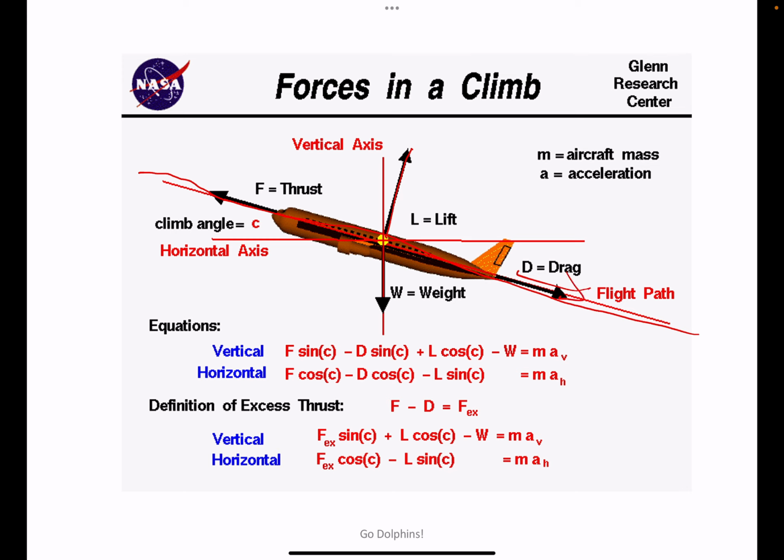Weight, however, always acts straight down towards the center of Earth. Because our flight path is inclined at a climb angle, we call this climb angle C. The weight vector now has two components, one that directly opposes lift and one that acts in the same direction as drag, effectively trying to pull the airplane back down the slope. This is why we need thrust to be greater than drag to climb.